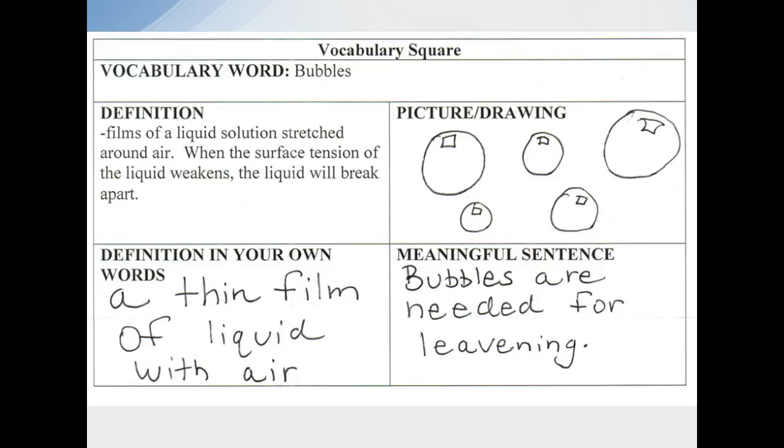And the definition in your own words was: a thin film of liquid with air. There's a picture or drawing, and then a meaningful sentence: bubbles are needed for leavening. Those are just some examples. You can create your own and adapt them in any way you want to.